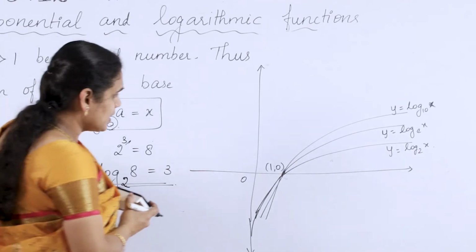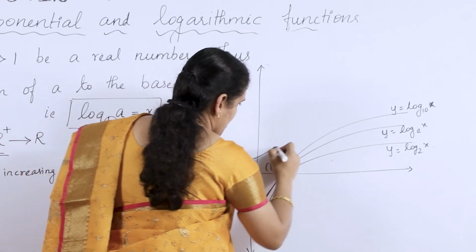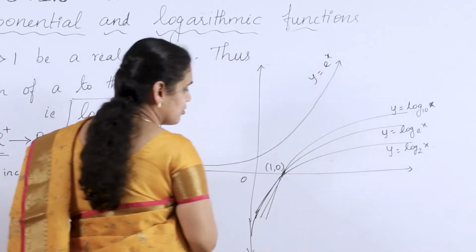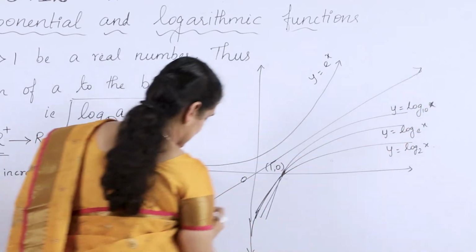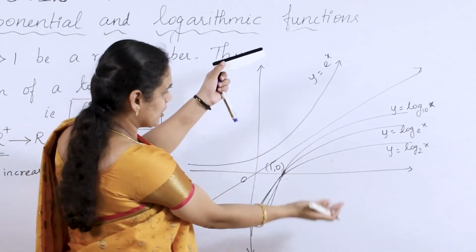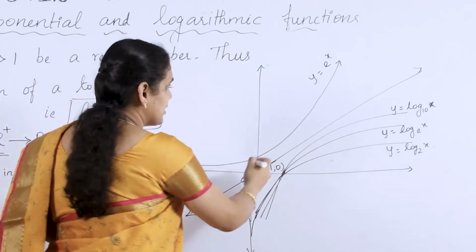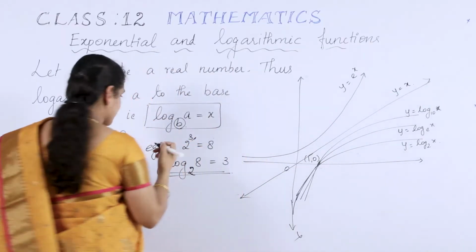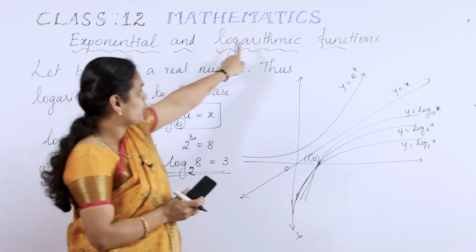And the e to the power x graph goes like this. Y equal to e to the power x goes like this, and y equal to x, the straight line, passes through like this. Therefore, the logarithmic function and the exponential function are mirror images, reflected on y equal to x. These are the properties we have to remember in the case of logarithmic functions.